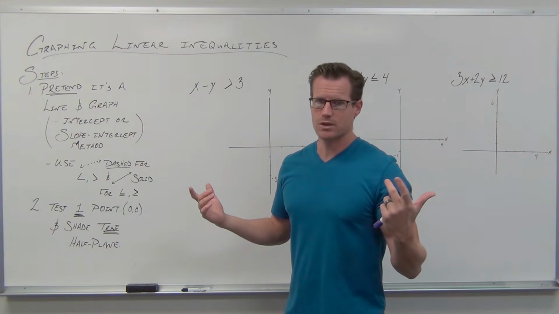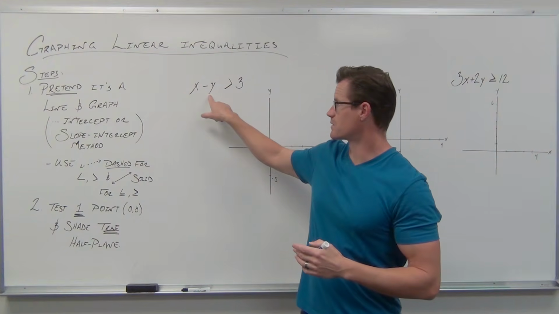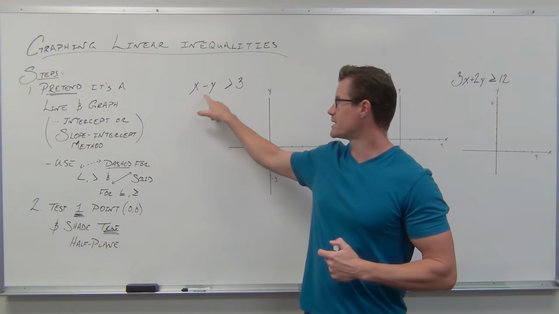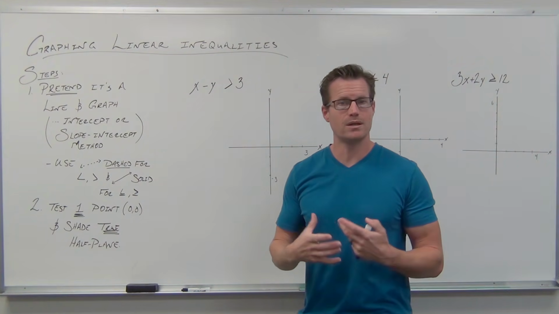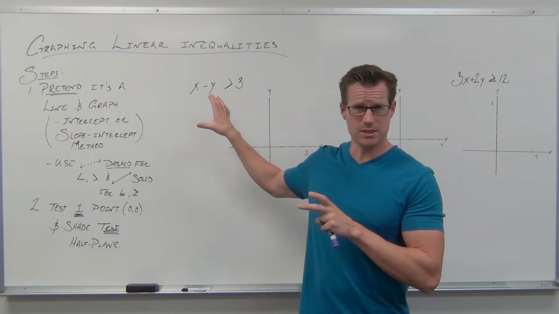You can try it if you want to. Try a point like (3, 0). 3 for x, 0 for y, that equals 3. 3 is not greater than 3. That point, while on the line, would not be part of the solution set for this linear inequality.